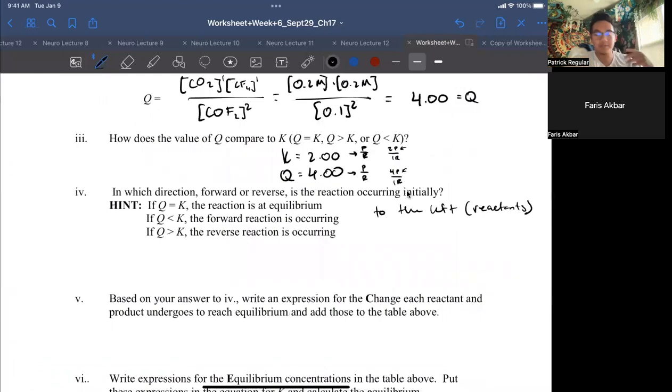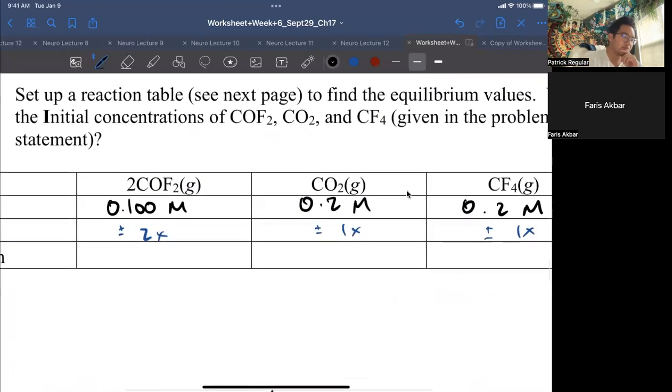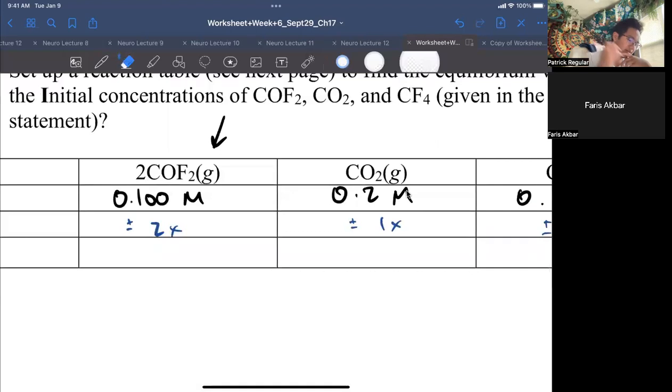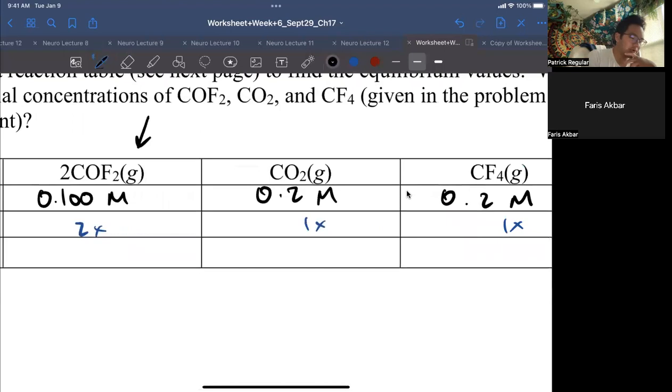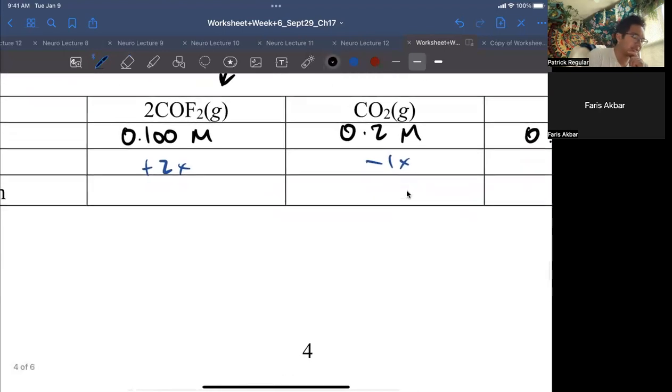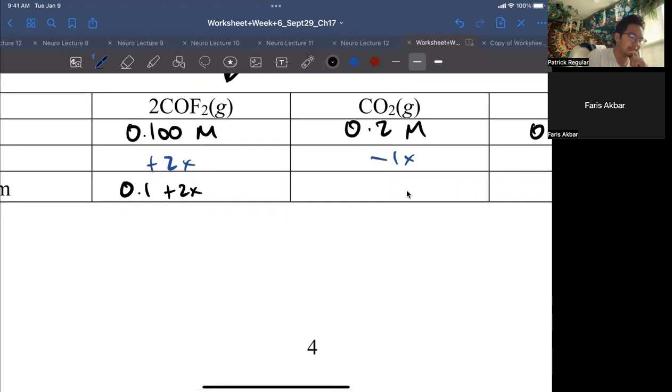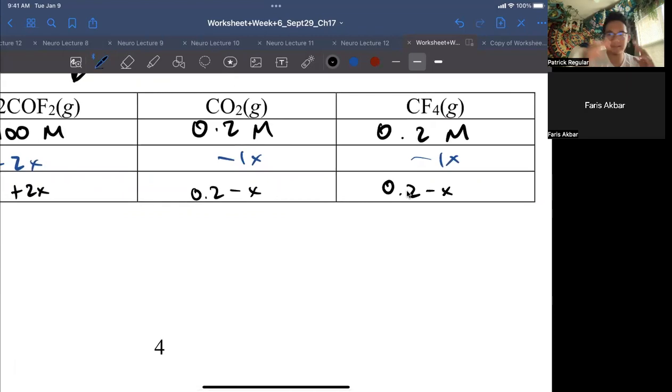All right, now we can fill in the chart. Well, if we're going to the reactants, remember our reactant is COF2. So if it's going to our reactants, we're getting more reactants and we're subtracting product. Okay. So our new expression is 0.1 plus 2x, 0.2 minus x, 0.2 minus x.